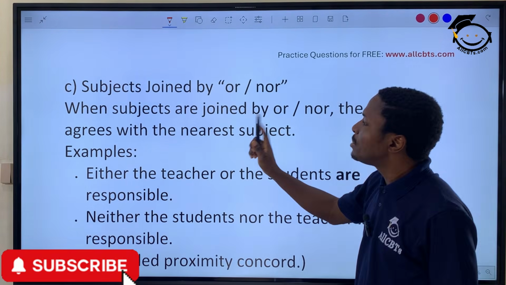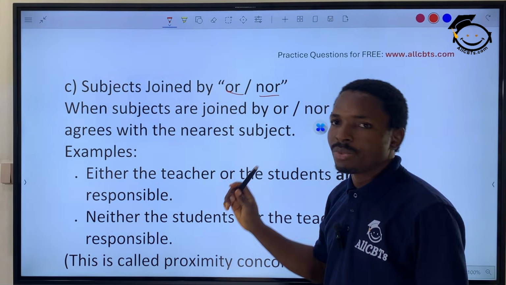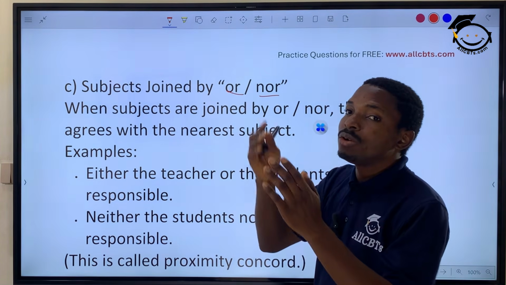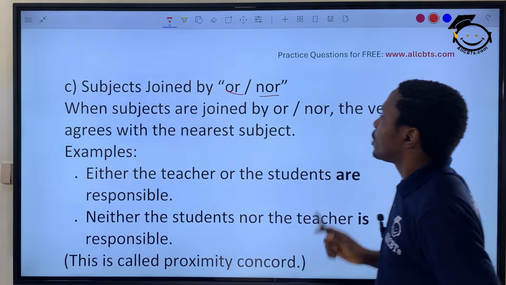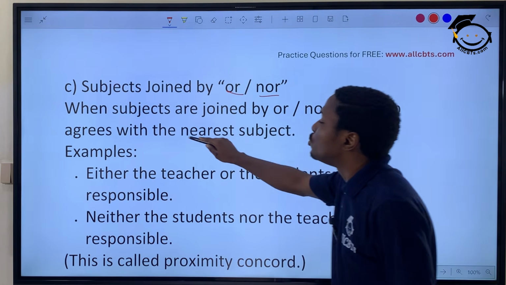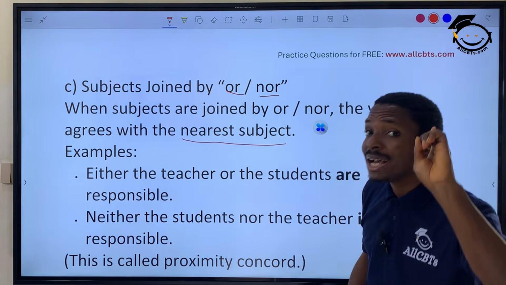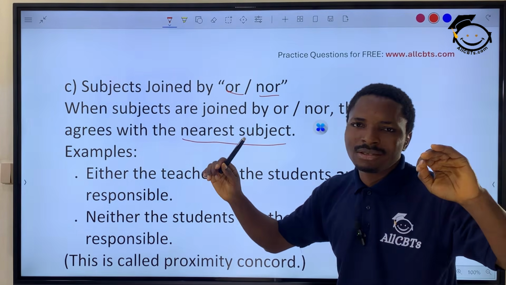Moving on. Subjects joined by "or" or "nor." That means one of both or none of both. That's what "or" and "nor" mean. Now, when subjects are joined by "or" or "nor," the verb agrees with the nearest subject. That's the rule. See, this part is very, very important.